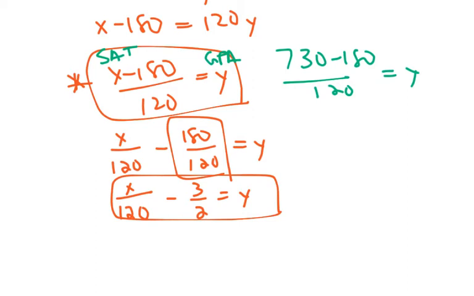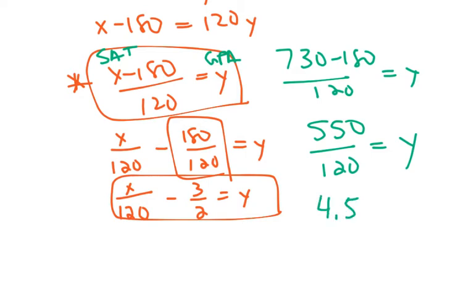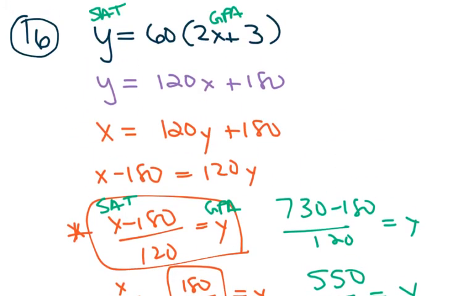So 730 minus 180 is 550. And then 550 divided by 120 is going to be 4.58, which must be on an honors scale, I would suspect, because normally GPAs are out of 4. You could have found the same answer by doing the problem up here.